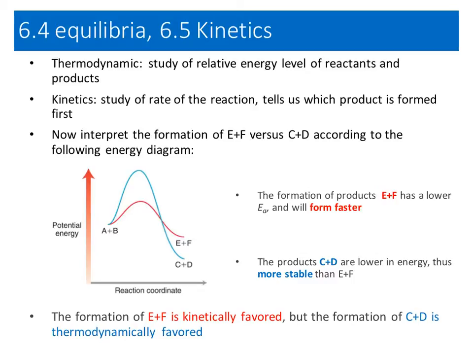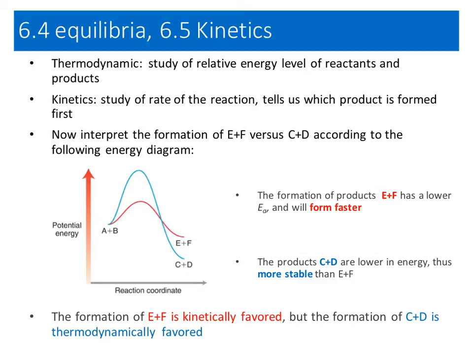However, kinetics is the speed of the reaction, and basically we want to know which product is formed first. Sometimes in reactions, you may have multiple products. The one that is forming first is the kinetic product, and the one that is more stable is our thermodynamic product. If we plot potential energy versus the reaction coordinate, there are two possible pathways that the reactants can react.